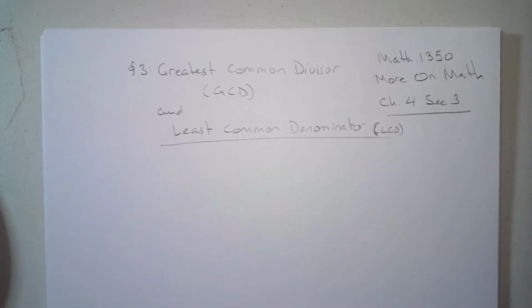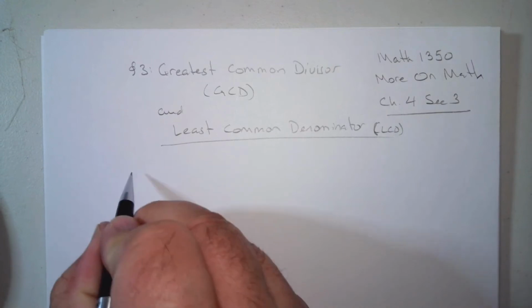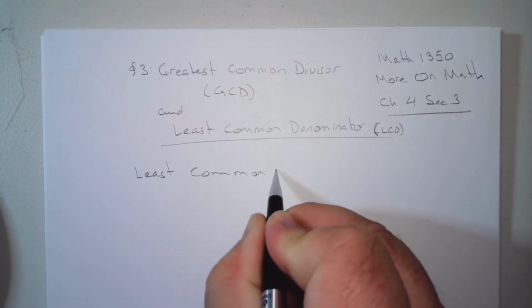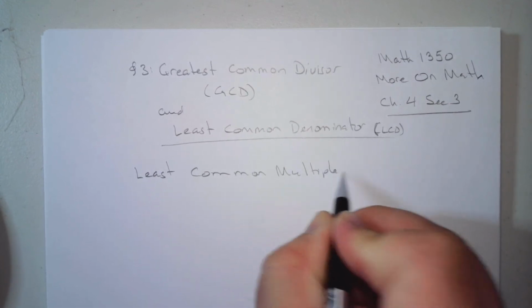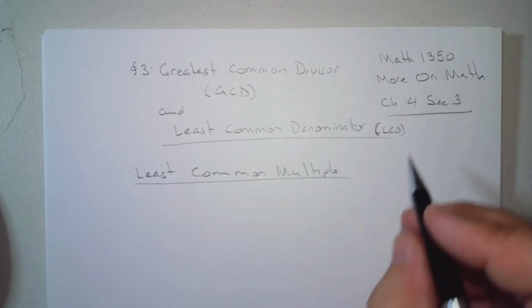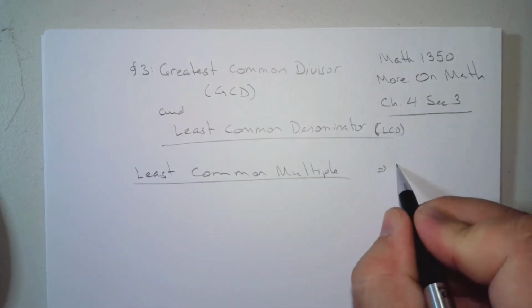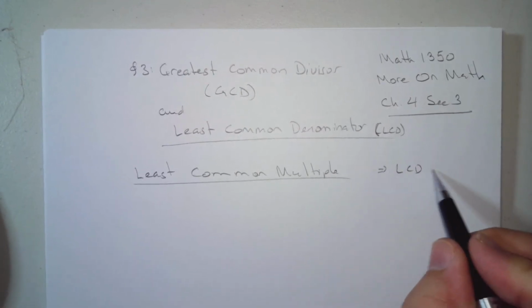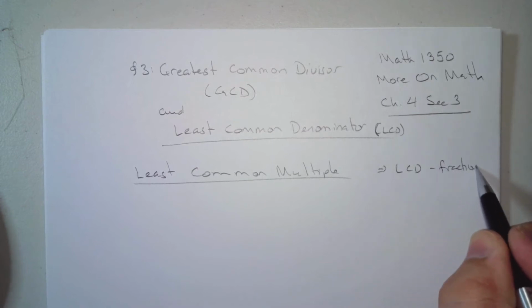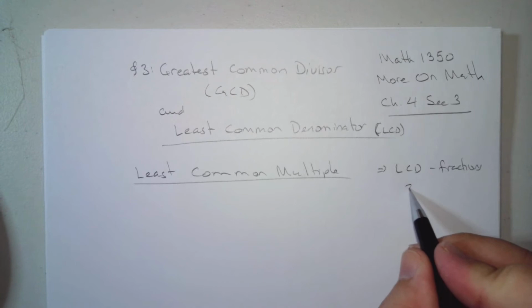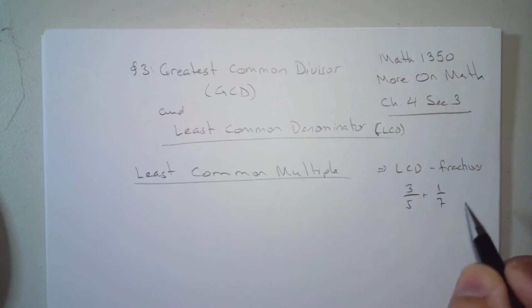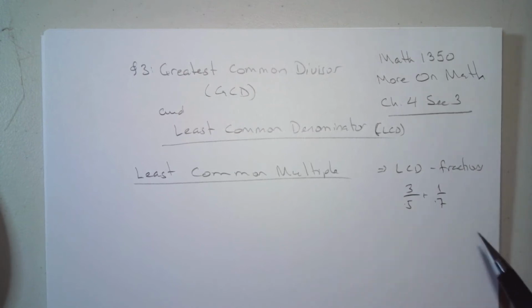All right, we're also going to look at something called least common multiple. The least common multiple is similar to the LCD, except that the LCD, least common denominator, only works in fractions. For example, if you're looking at adding 3 over 5 plus 1 over 7, we have to look for the least common denominator. What's the smallest number both these fit into? But that's a different topic.